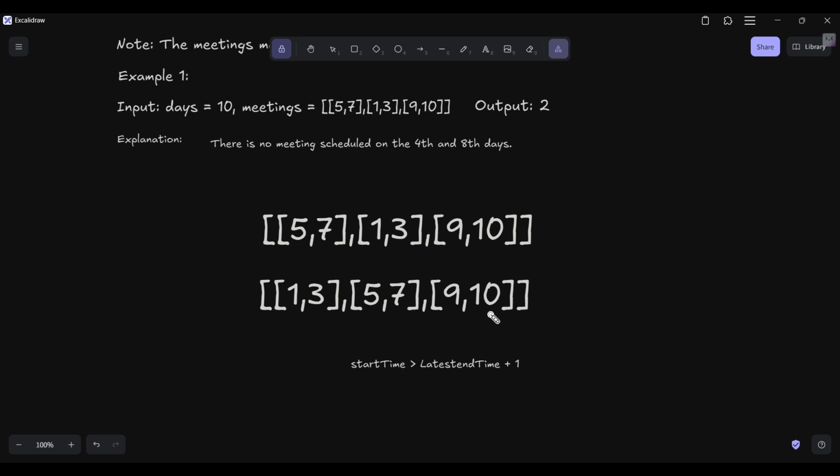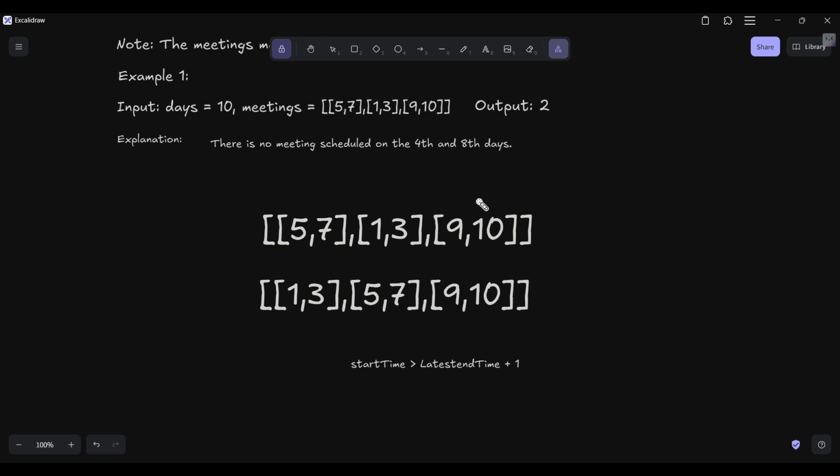Then when it comes here, the start time would be 9, and 7 plus 1 is 8, so 9 is greater than 8. So the condition will again be true, and the answer would be 2. It will add 1 plus 1, 2. So this is the basic approach that we are going to use.